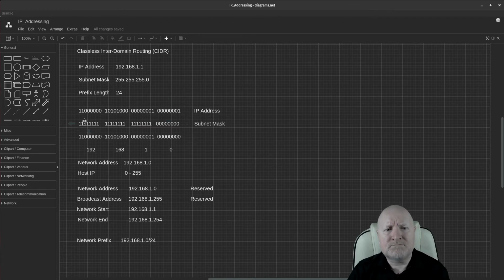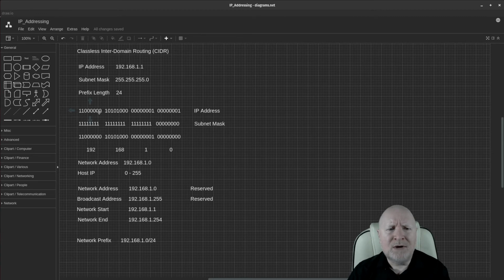So 8 bits all set to 1 is 255. 8 bits all set to 0 is 0. So 255, 255, 255, 0. If you total up the number of bits here, we've got 24 of them, hence the reason the prefix length is 24. What it means is we've reserved 24 bits out of this IP address to use for the network, and what's left is going to be used for the IP portion, if you will, that goes to the individual computers in this network. So we've reserved 24 and we're left with 8 for the computers.